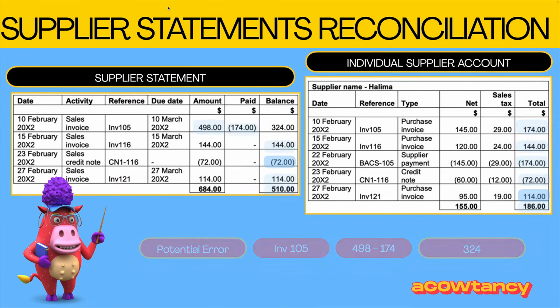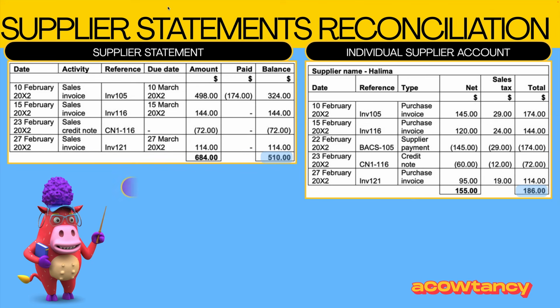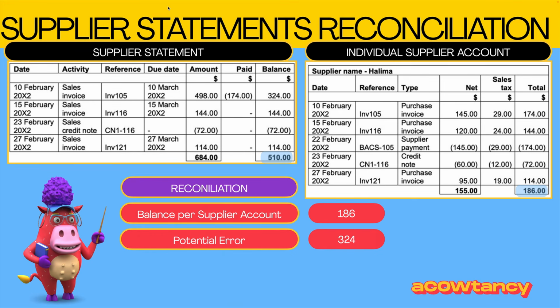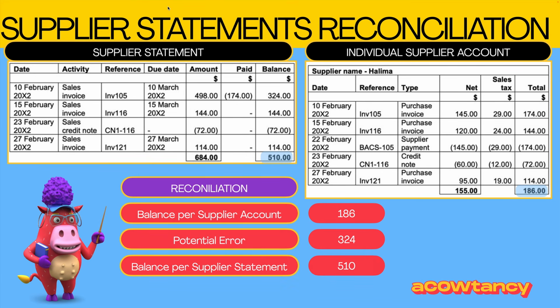And what you've just done there is a supplier statement reconciliation. Let's just do it more formally. You start off with your own balance, the balance per your individual supplier account, which is that 186. Then you put in all the errors you've found, or the differences, 324, and that should equal your balance per supplier statement, and there it is, it does.